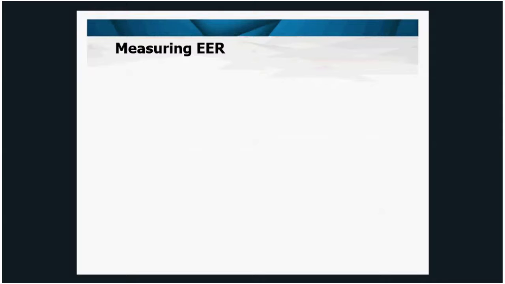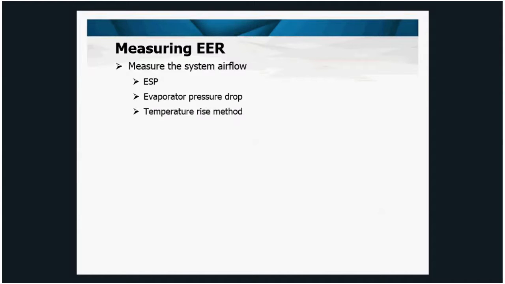Now, EER, you can actually measure EER. We used to do it to check the performance of a piece of equipment. First step to doing this is to measure your airflow. You can measure airflow using the external static pressure, evaporator pressure drop, temperature rise method, or velocity. It doesn't matter, but you have to physically calculate the amount of airflow going through the system. You cannot say, well, it's a 2-ton system, it's going to have 800 CFM. That doesn't work. You have to actually calculate it for the formula to work.